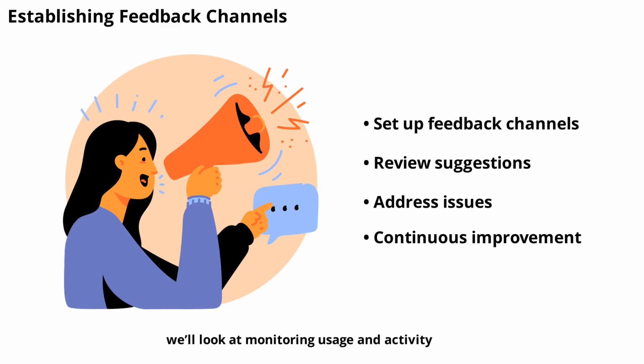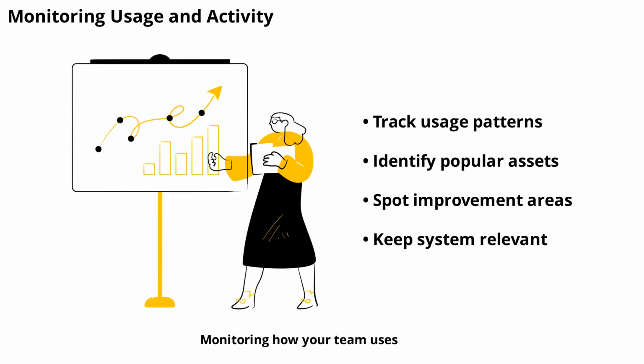Next, we'll look at monitoring usage and activity. Monitoring how your team uses the inventory system provides valuable insights. Most software includes analytics or reporting tools that track usage patterns, popular assets, and user activity. Use these reports to identify areas for improvement, such as underused categories or frequent search terms. Monitoring helps you keep the system relevant and efficient.